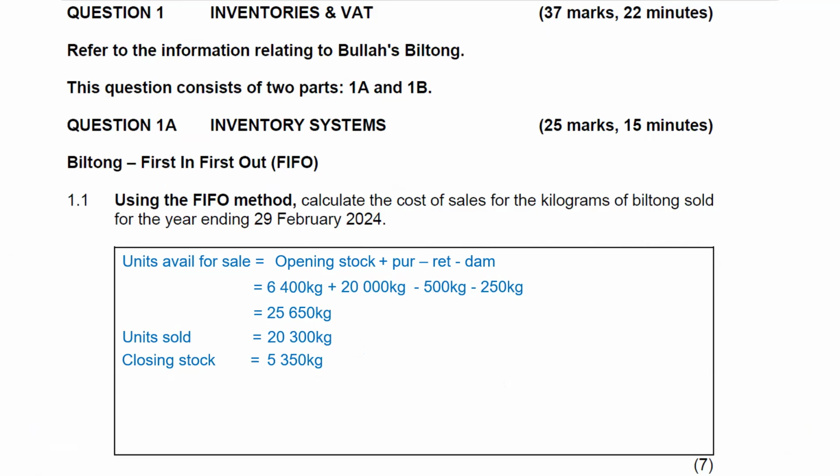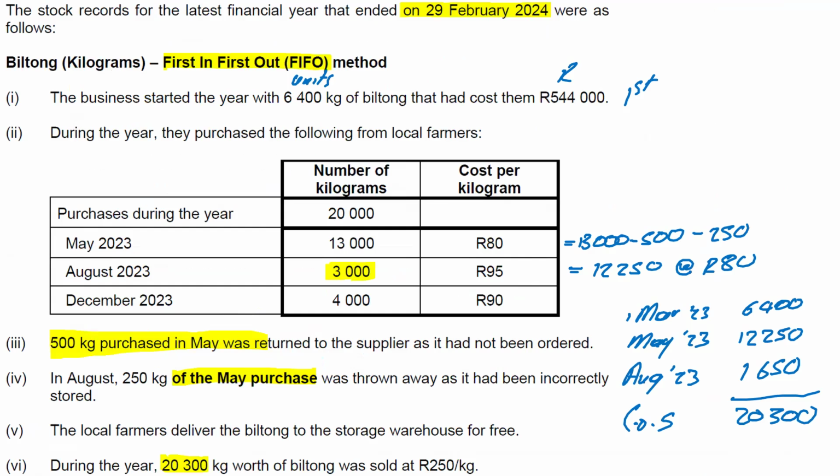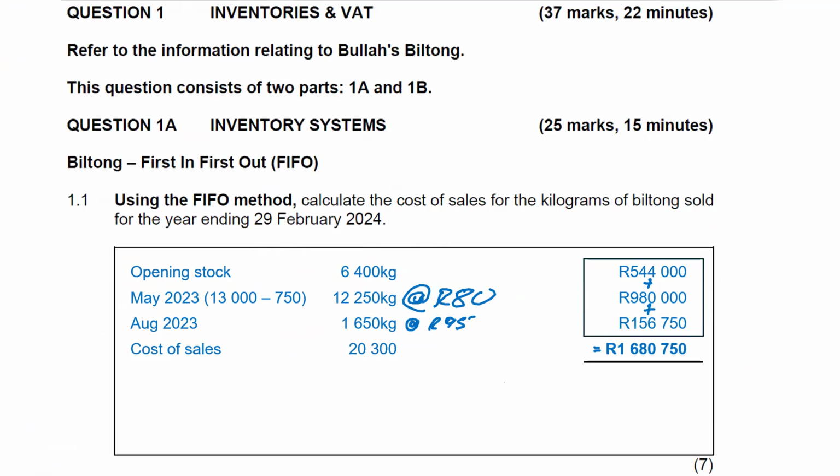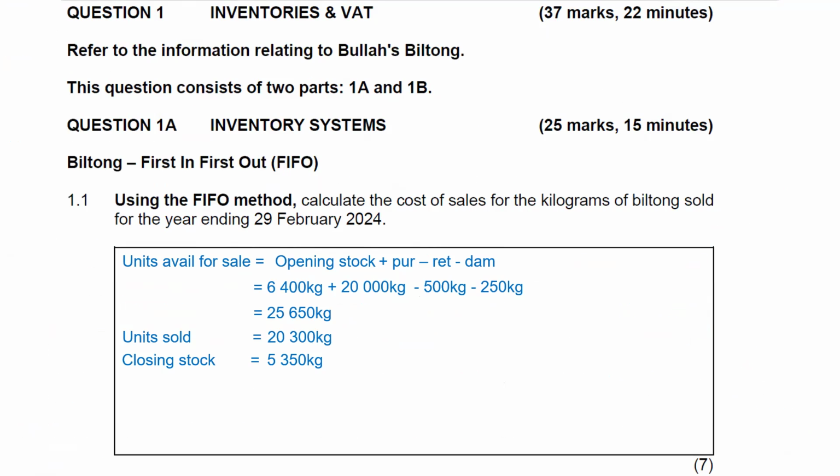5,350. Now, to find the value of your closing stock, you look at your last in. The units that we purchased last were in December, and there were 4,000 of them, meaning that of the units we have left, 4,000 came from your December purchases, because that is what will form part of your closing stock. And those purchases cost how much? They cost 90 rand. So we will find the cost price of those as 360,000.